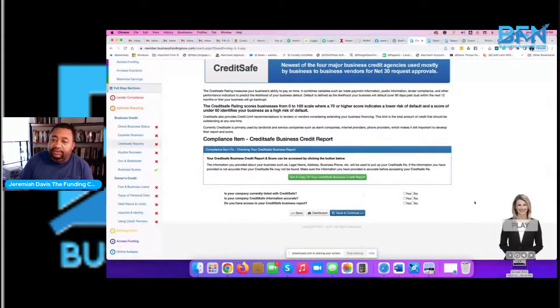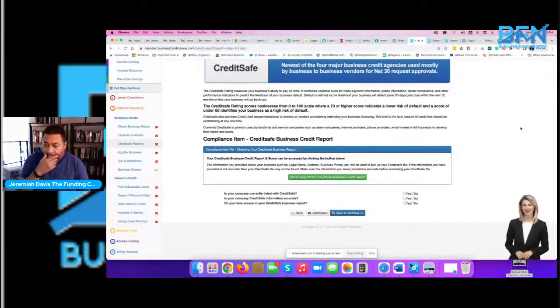Equifax or Credit Safe. Credit Safe is the largest business credit reporting agency in Europe, and it's gaining ground in the United States. Credit Safe is largely used by landlords, utility companies, and service companies such as internet providers. It is important to have an open Credit Safe file and make sure the information about your business is accurate.